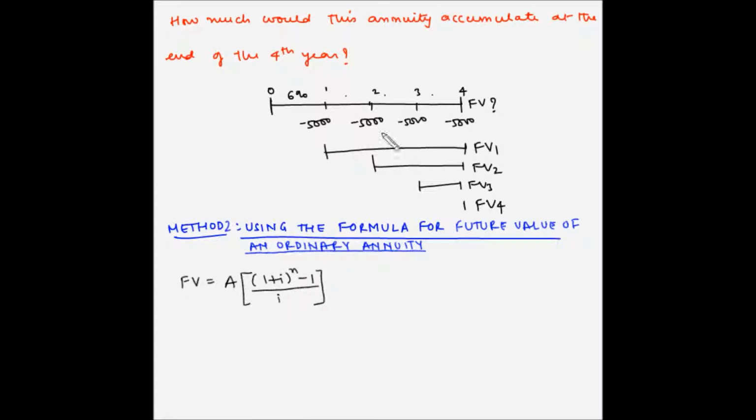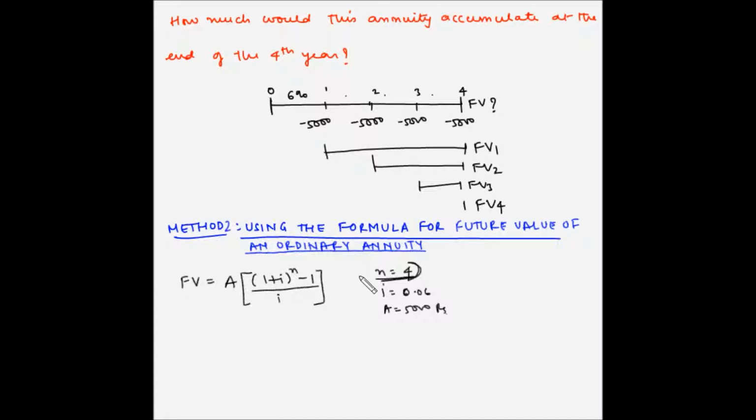So N is the total duration, which is 4. I is the rate of interest, which is 6%, or we can also write 0.06, and A is 5,000 rupees. Now let's not confuse this value of N with the value of N when we were finding out the future value for the first investment in method 1. Why are we taking N as 4 here, whereas we were taking N as 3 there?